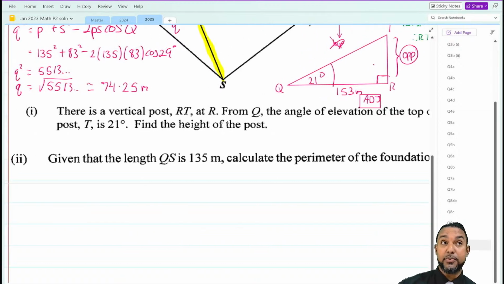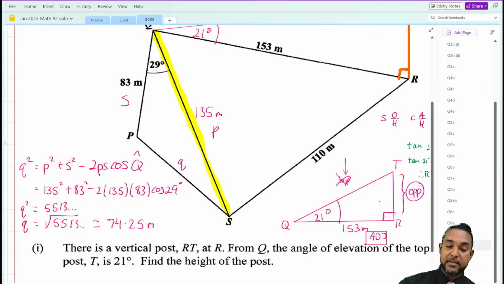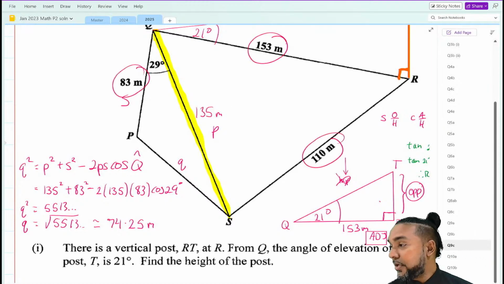Right, but we're not done because we have to find the perimeter of the foundation. So what we have to do with that 74 is add it to 83, 153, and 110.